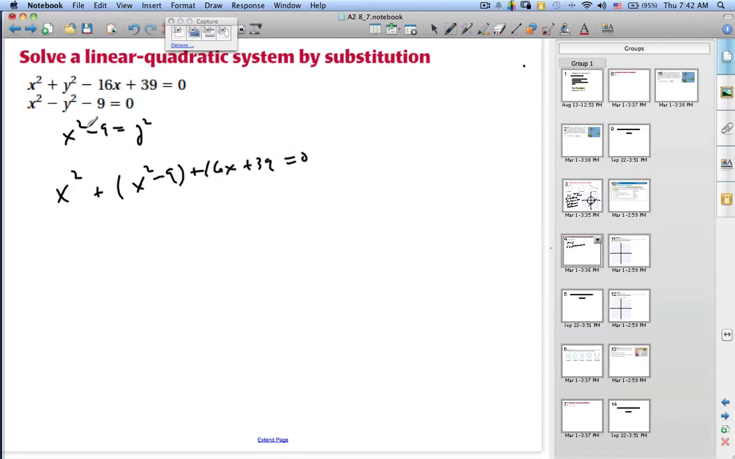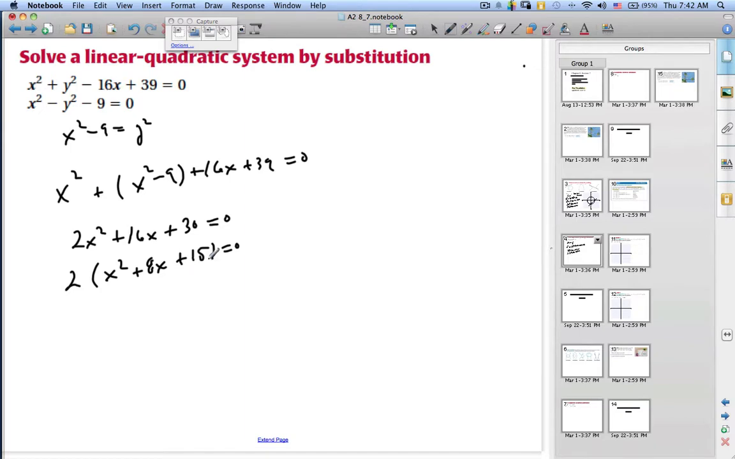Now I couldn't have solved for x squared and plugged in, because then I still would have had an x in the equation. And remember, the goal is to get it down to where there's only one variable. So I've done that with x here. So I'll have x squared plus x squared is 2x squared, plus 16x, and I have minus 9 plus 30 is, plus 39 is 30. Again, I can factor a 2 out of this, so x squared plus 8x plus 15 is equal to 0.